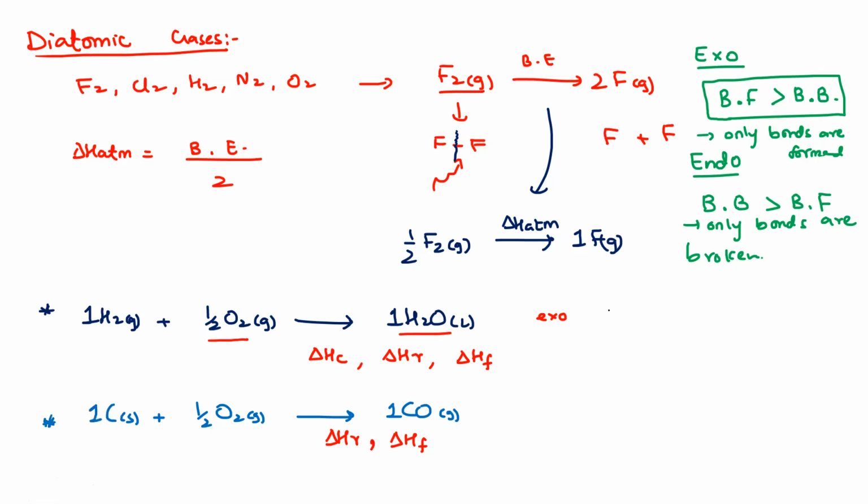Now, what could you place here? Na+ gas and Cl- gas will form NaCl solid. So what would happen here? This would be enthalpy change of lattice, and it would always be exothermic.